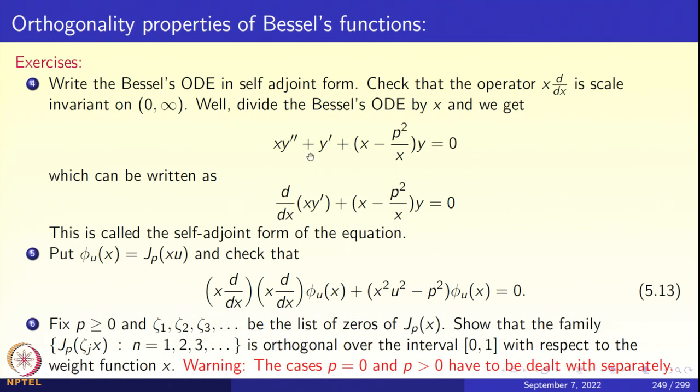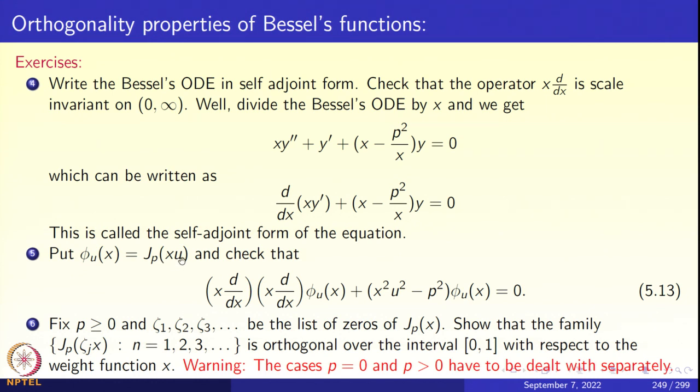We shall be writing the self-adjoint forms of many of the classical differential equations such as the Legendre equation and the Hermite equation as well, and you will get a hang of it. And why is the self-adjoint form important? Let us make a change of variables. Let us look at phi_u(x) equal to J_p(xu). So let us find out what happens when I use J_p(xu) in the differential equation. What kind of differential equation do I get when I make a change of variables xu equal to t? In other words, what is the differential equation satisfied by phi_u? It is here, 5.13. Equation 5.13 is the ODE satisfied by the scaled Bessel functions J_p(xu).